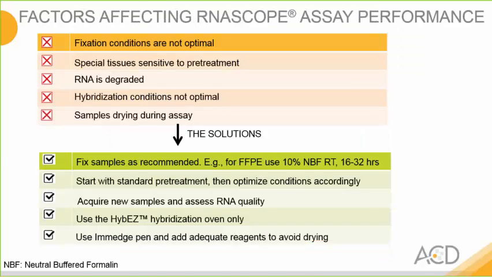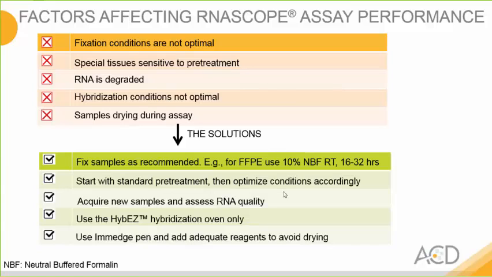Okay, so to summarize, these are the factors that can affect assay performance, as we mentioned already. Fixation conditions as well as pretreatment conditions are both critical for assay success. So for pretreatment, we always recommend to start from the standard condition. And oftentimes this will work the best since our scientists have already performed optimizations.